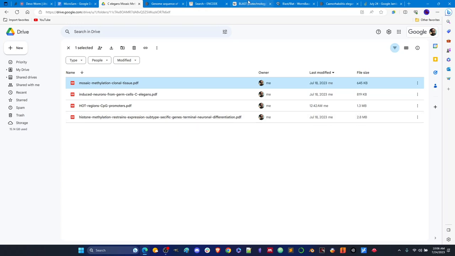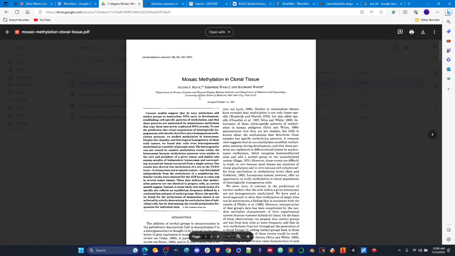I have a couple of papers here. I'm not going to go over them too much. This is mosaic methylation in clonal tissue. It talks about how, if you have a tissue type, you can have this mosaic regulation of methylation. You can have cells within the tissue that can jump to different states. This methylation isn't always stable across a tissue. So you have this global regulation in the genome in mammals, but even in mammals you have this sort of variation across cells in a tissue.